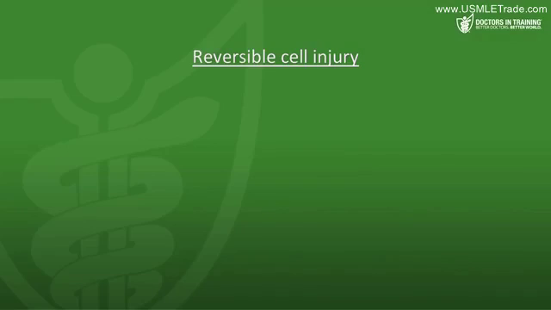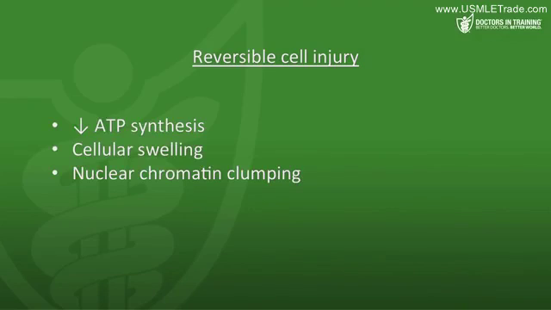All right, so let's talk a little bit more about cell injury. It's important to know the different characteristics of reversible cell injury and irreversible cell injury. So with reversible cell injury, which is usually correctable with sufficient oxygen and nutrients, this is characterized by things like decreased ATP synthesis, cellular swelling, nuclear chromatin clumping. But be aware that sometimes that chromatin clumping can also be seen with irreversible injury as well.